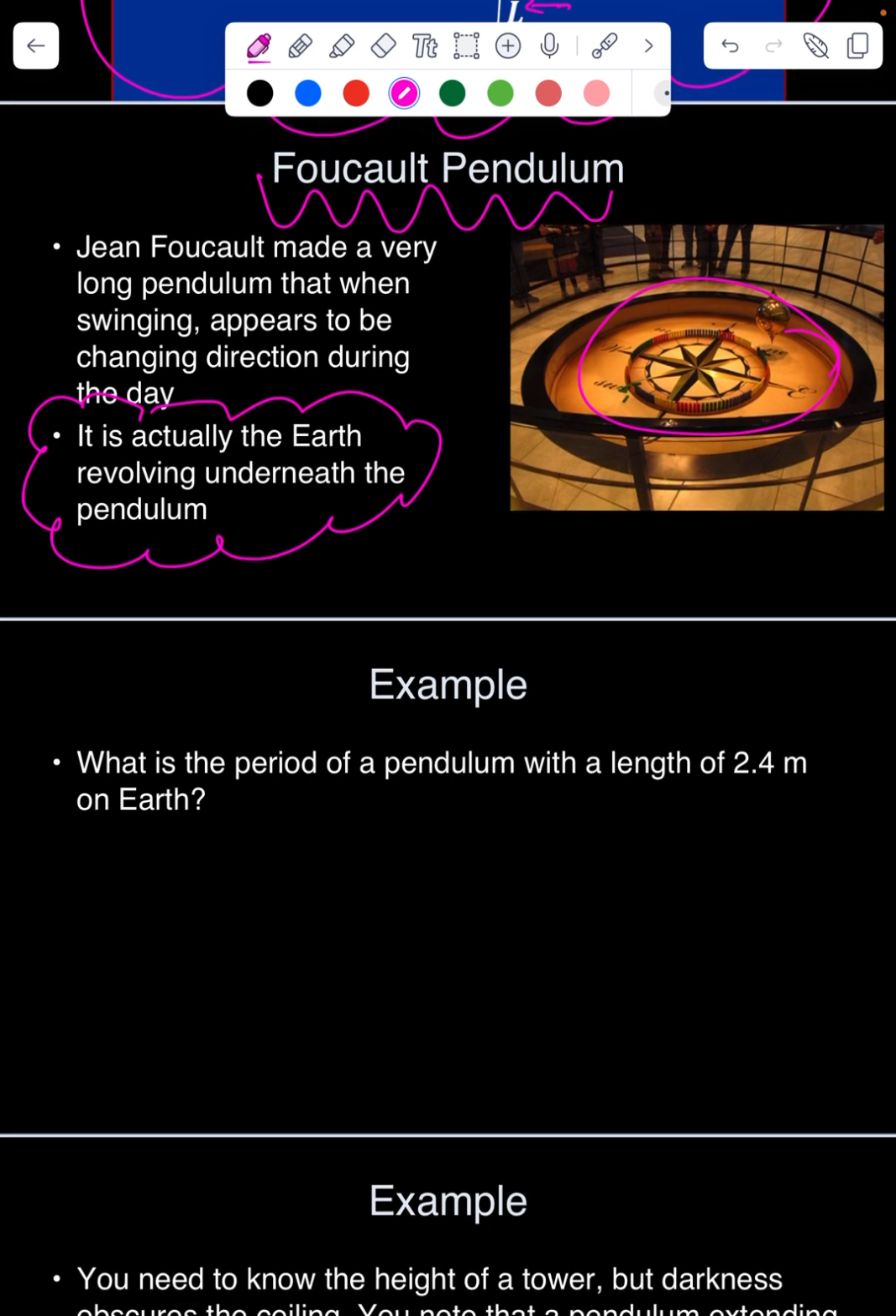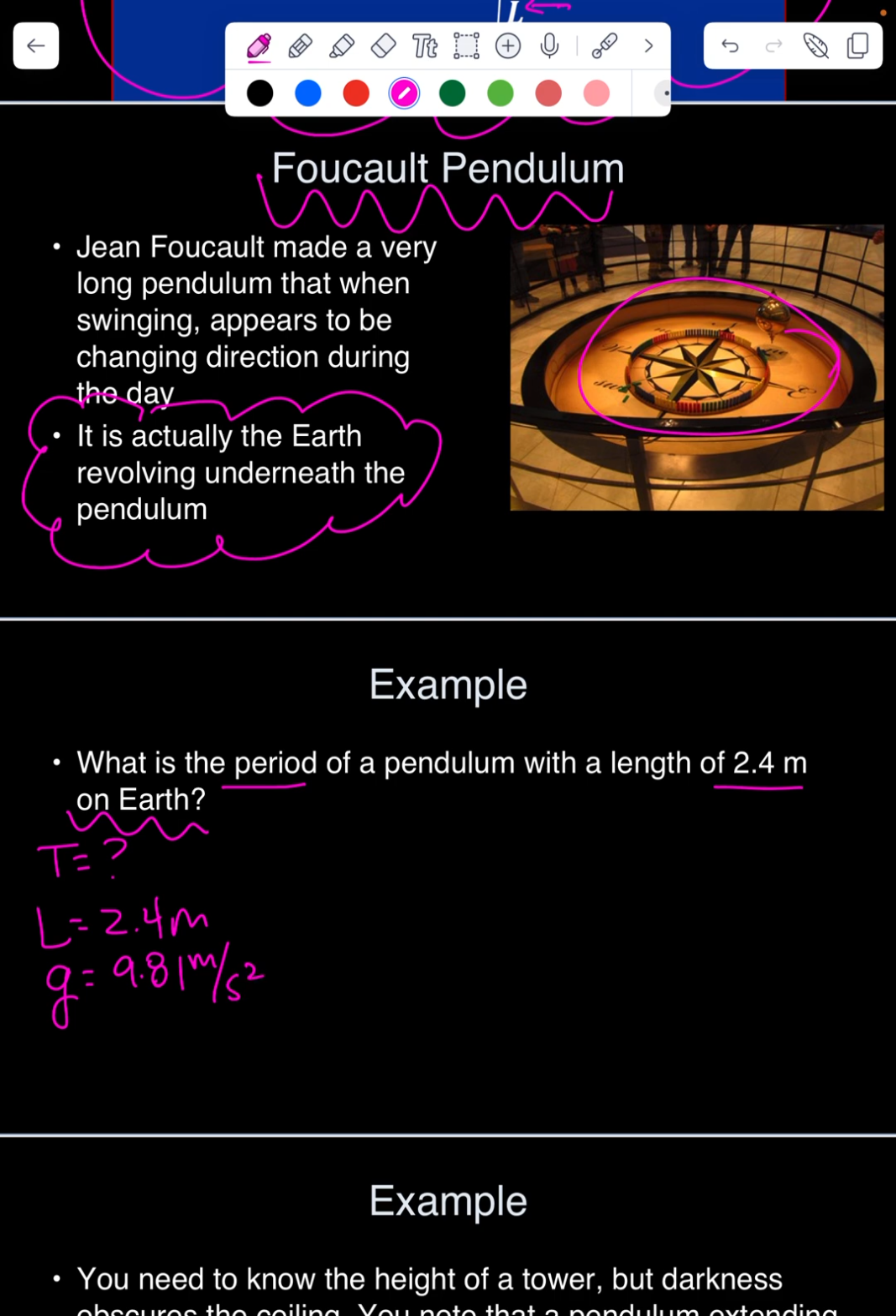For this first one, I want to know what is the period of a pendulum with a length of 2.4 meters on Earth. Now, the 2.4 meters is our length. That's really our only given, but I specified on Earth because we know that the acceleration due to gravity on Earth is 9.81 meters per second squared.